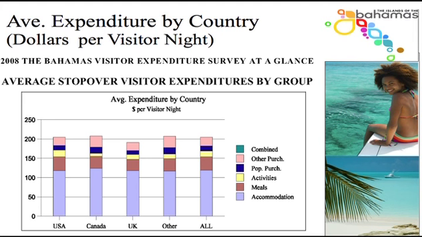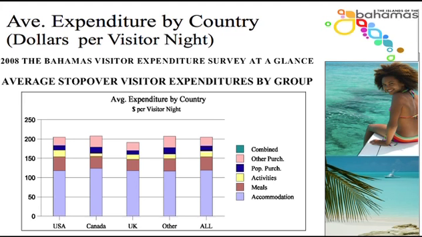Now this takes a look at the profile by the various kinds of purchases by country of origin. I mentioned earlier the average expenditure sometimes is an excellent way of discerning what are the places or the origins or the different kinds of markets you should go after. Now this slide shows that in the main, per visitor night, they're all around $200 no matter where they come from, except for the UK visitors, slightly below.